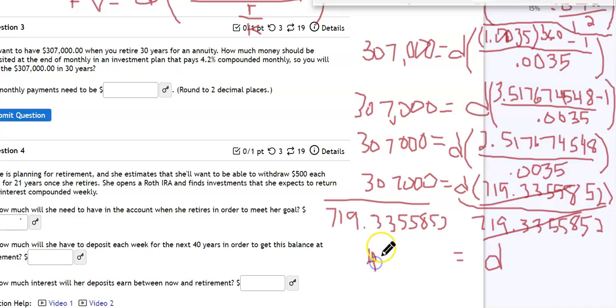And we get $426. And now I can round off to the cents. So I'm rounding off. I've got 0.782, which will round to 0.78. So $426.78.